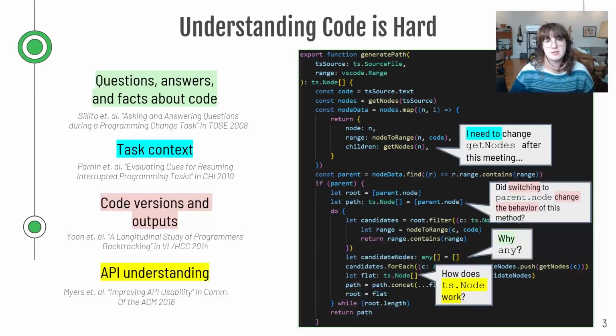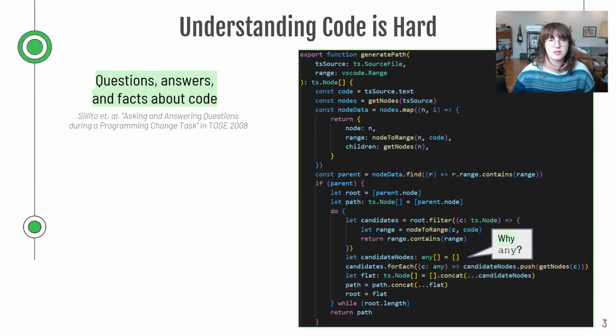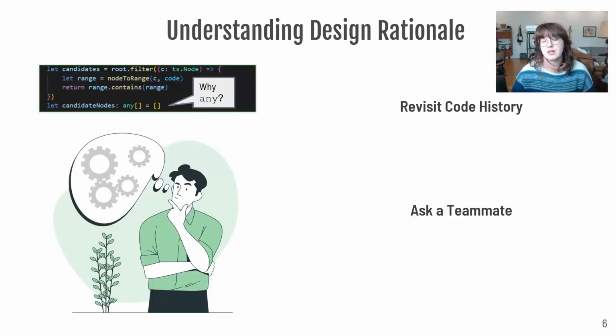Software engineering is a discipline about information management. When developers are attempting to understand code, they must grapple with many questions and information management tasks, with one of the most pervasive and difficult questions being, why is some code written a particular way? To answer this type of question, developers must recreate the context in which the implementation happened through revisiting the code history or asking their teammates.